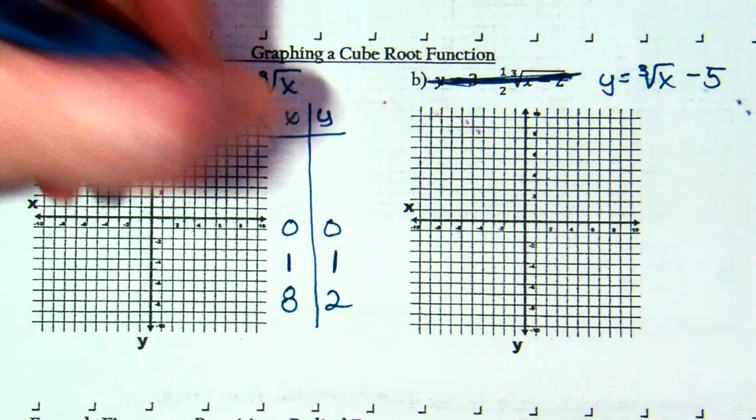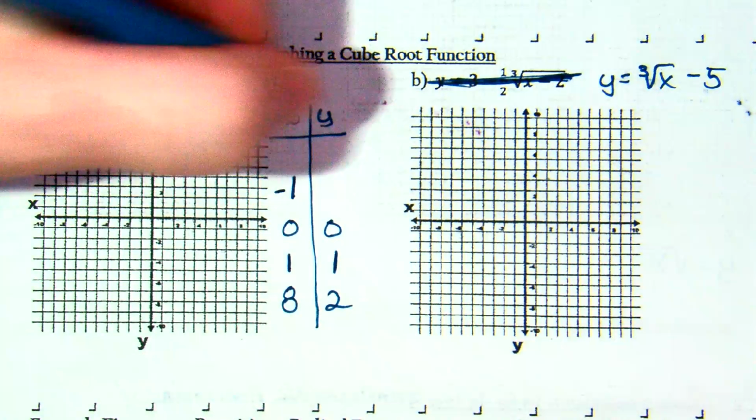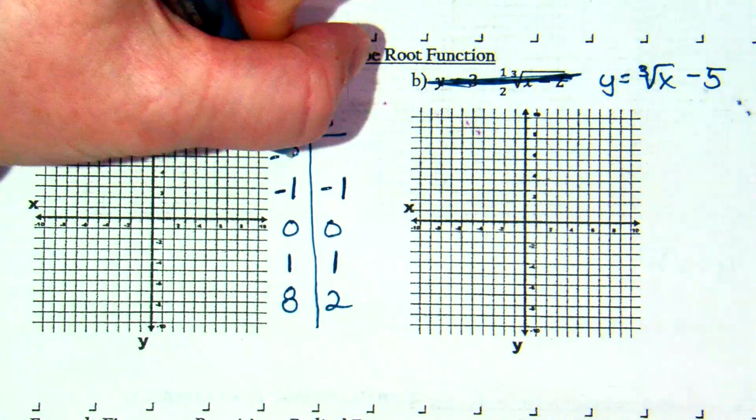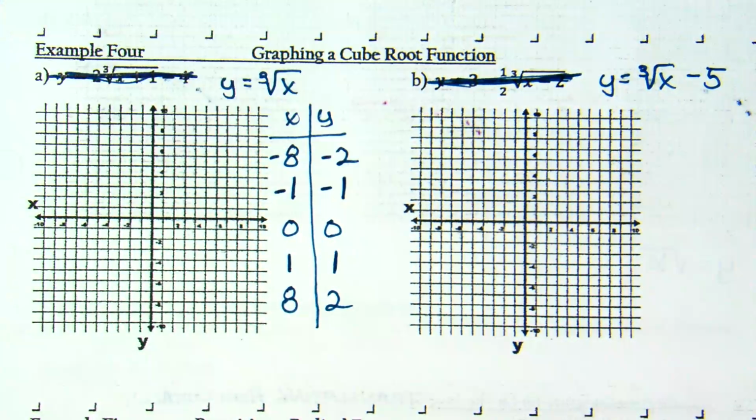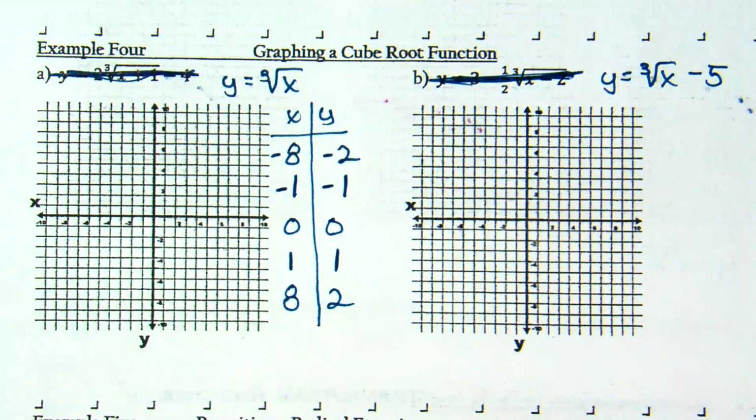What's the cube root of negative 1? Negative 1. What's the cube root of negative 8? Negative 2. So remember, the cube root of a positive is a positive. The cube root of a negative is a negative. Okay, let's graph these. Negative 8, negative 2.